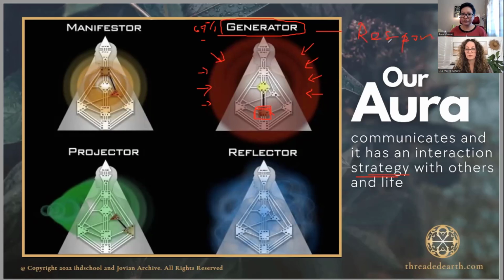Not making the first step unless they respond to it first, unless they respond yes to it. And generator life, if they're not running their life with their mind, their life can be simplified into three. It can be simplified into: I respond with yes, I respond with no, and I respond with not now.